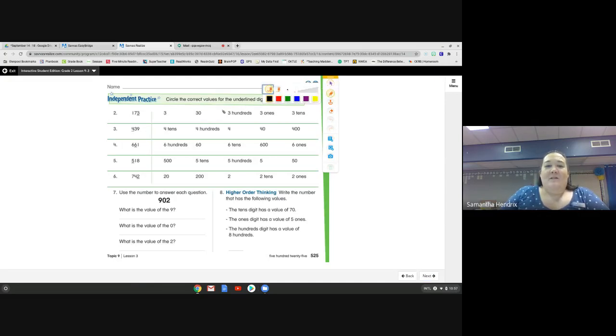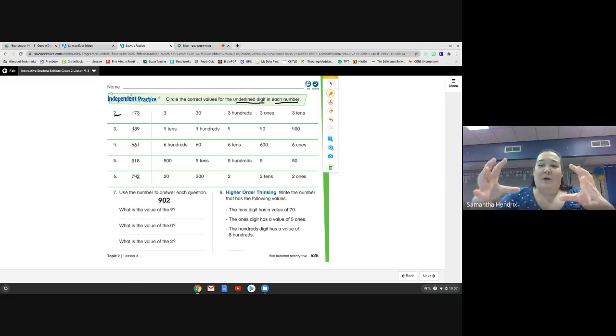Okay, so let's look at this first one, number 2. Circle the correct values for the underlined digit in each number. So there's a number, and it says circle the correct values for the underlined digit. So remember, digits are the things that make up the number, just like letters make up the word, digits make up the number.